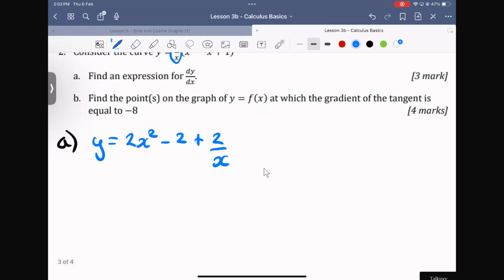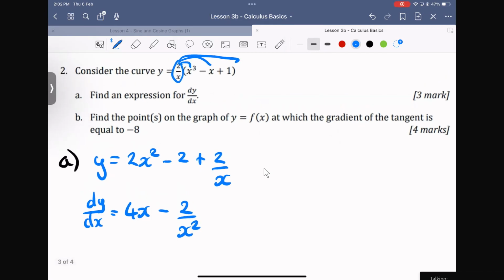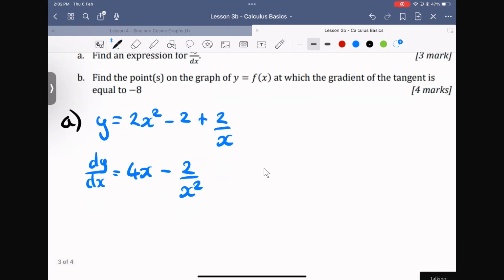Then we find the derivative. So dy/dx is going to be 4x minus 2 over x squared. Obviously the middle term is constant, so it will cancel out. Okay, find the point or points on the graph for which the gradient of the tangent is equal to minus 8. So what that means is we need to set our derivative equal to negative 8. So we get negative 8 is equal to 4x minus 2 over x squared.